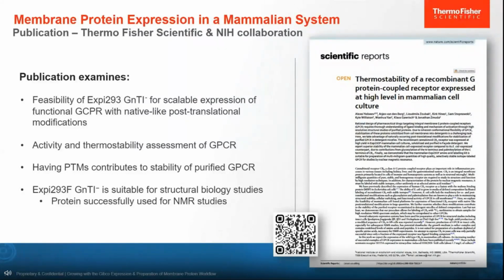They also determined that having PTMs, or post-translational modifications, actually contributed to the stability of their purified GPCR. And ultimately, they determined that XP293 GNT1- cells are suitable for expressing their GPCR of interest, which was then used for their structural biology NMR studies. And overall, this publication lends credence to the benefit of using mammalian cell expression systems for mammalian membrane protein production.